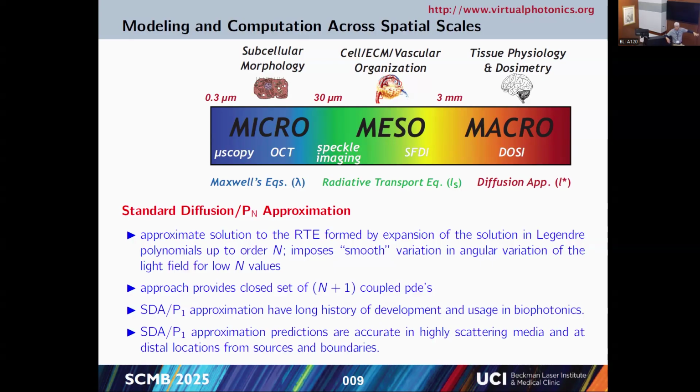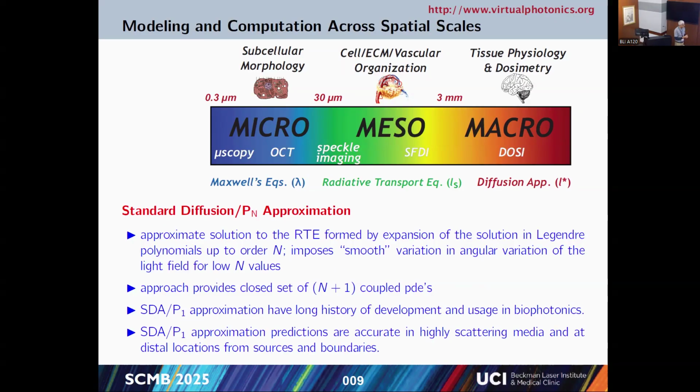They have a long history of development and usage in biophotonics. All the early applications of diffuse optics use the standard diffusion approximation. And they're pretty accurate in highly scattering media, right? The important thing is that you have to be on spatial scales where the light has lost its directionality.